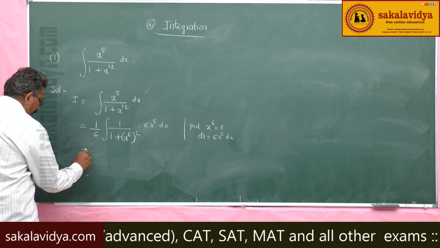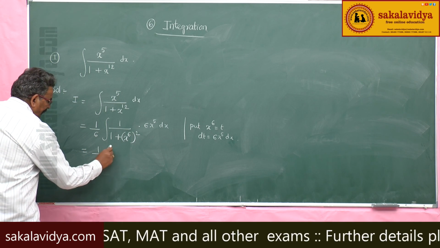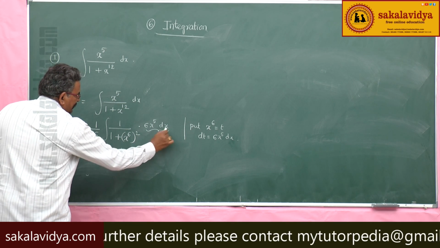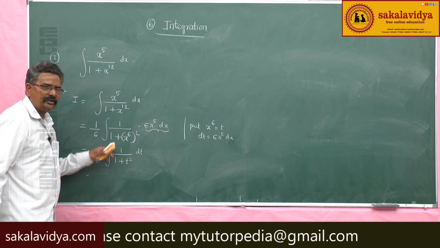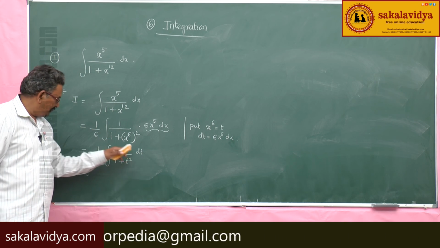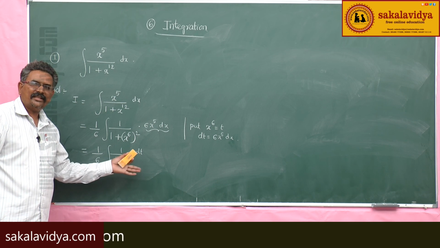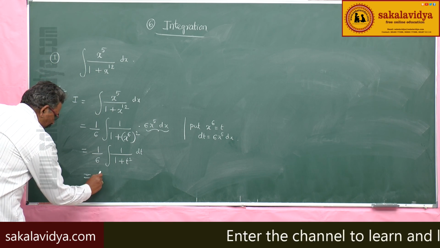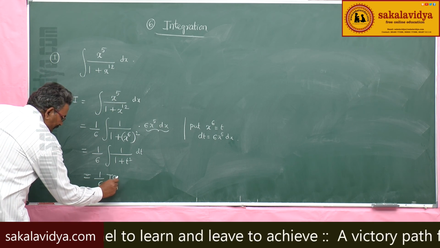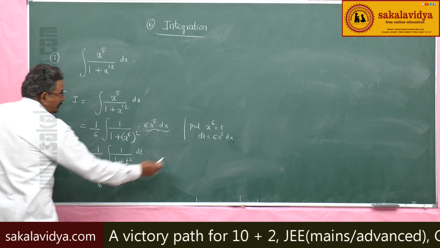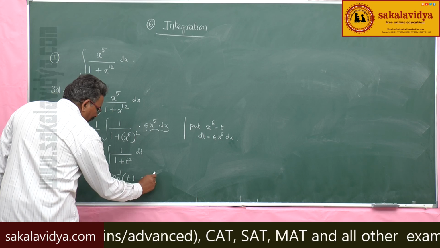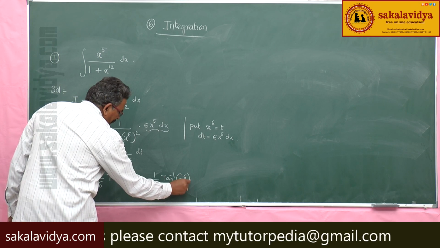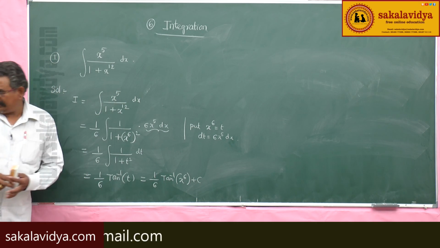This becomes 1 by 6 integral of 1 by 1 plus t square dt. Now, this is nothing but a standard integral. So, now 1 by 1 plus x square dx, tan inverse x, this is in terms of t. So, we get tan inverse t. So, this is equal to 1 by 6 of tan inverse t, but t is nothing but x power 6. So, answer is 1 by 6 tan inverse x power 6 plus c. So, now let us move to the next problem.